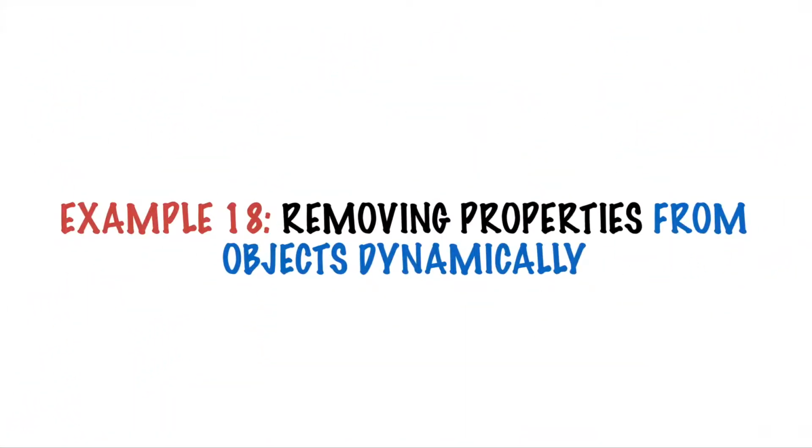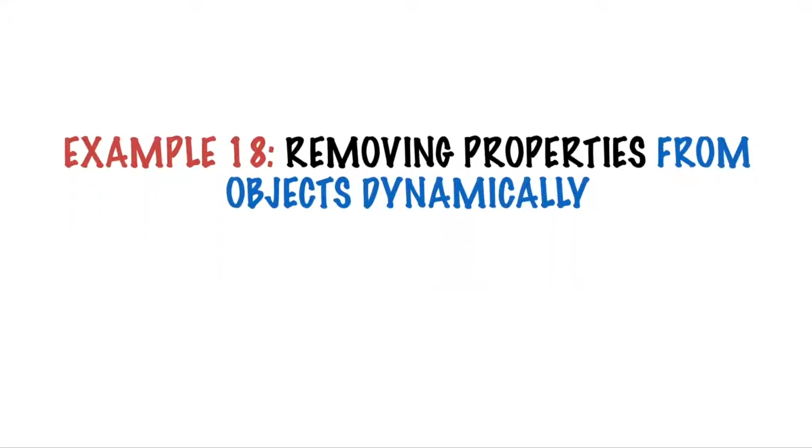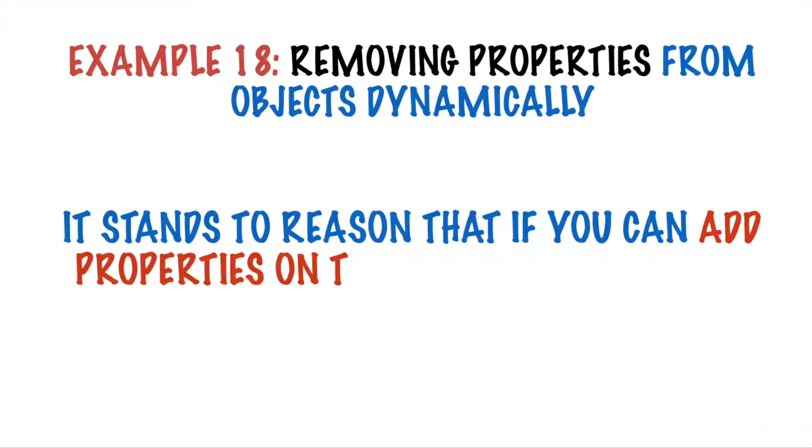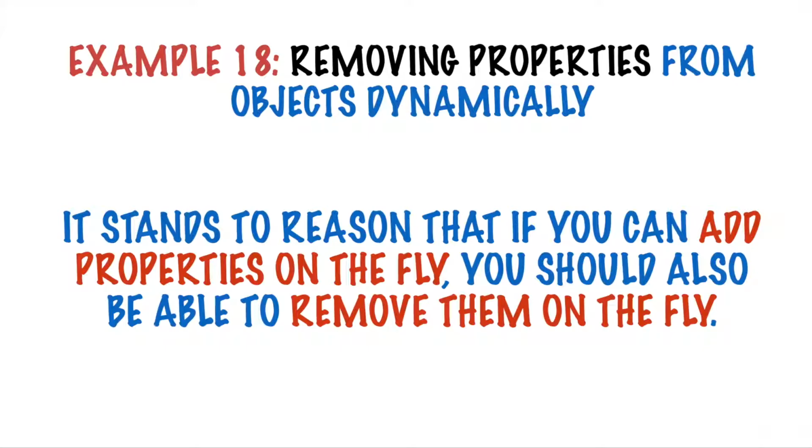You should have been expecting this example to come up. In fact, you should have been anticipating this example. Just as we can add properties on the fly to JavaScript objects after they've been built or constructed, you can also remove properties from objects dynamically. Make sense? Of course it does. It stands to reason. If you can add properties on the fly, you should also be able to remove properties on the fly from a JavaScript object.